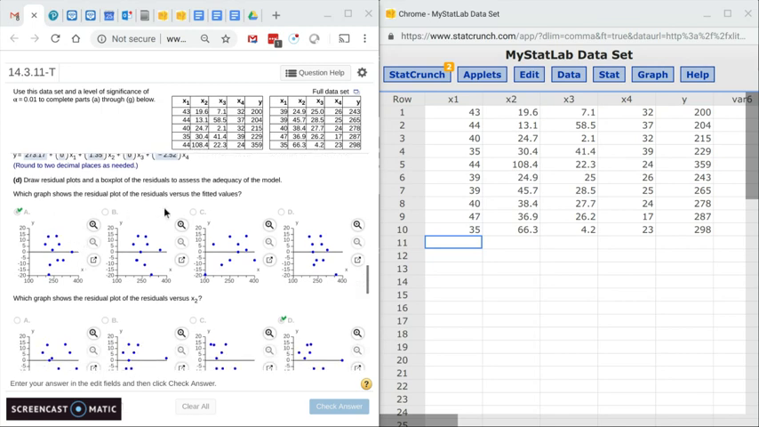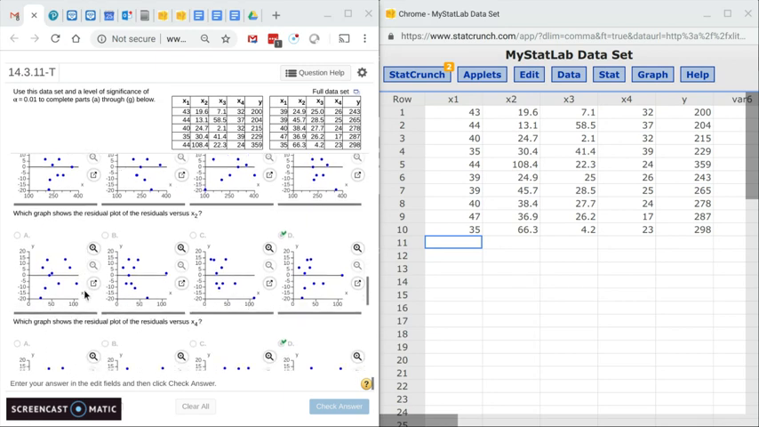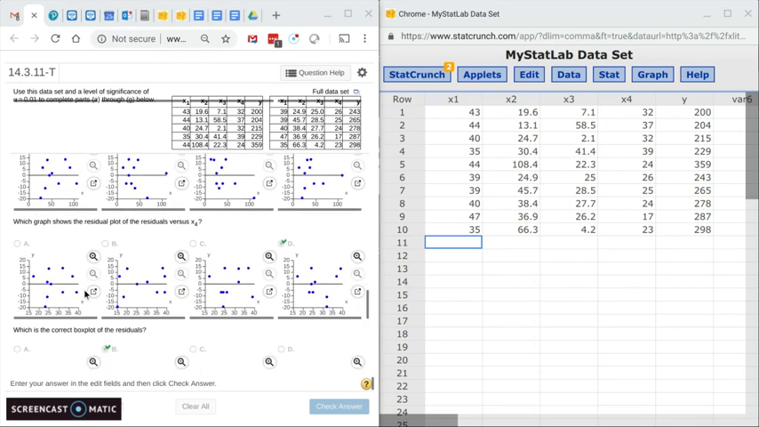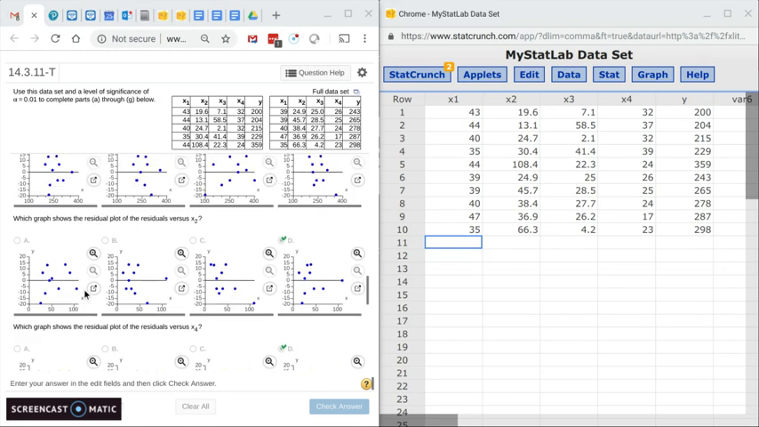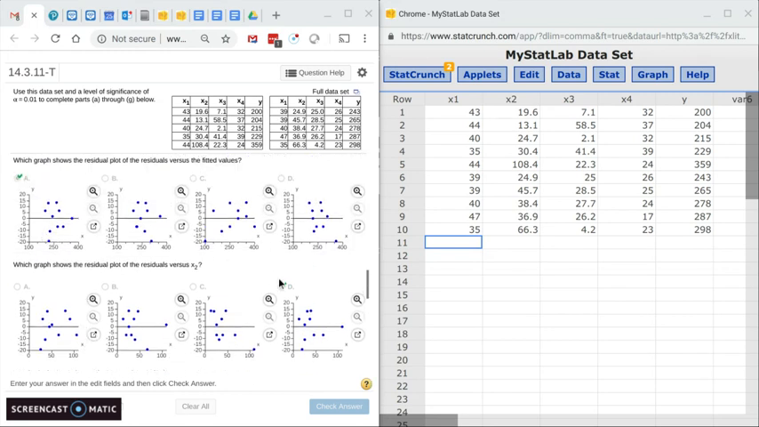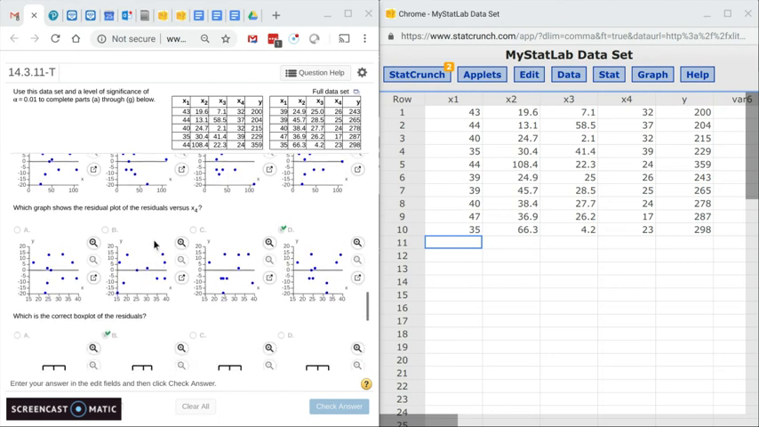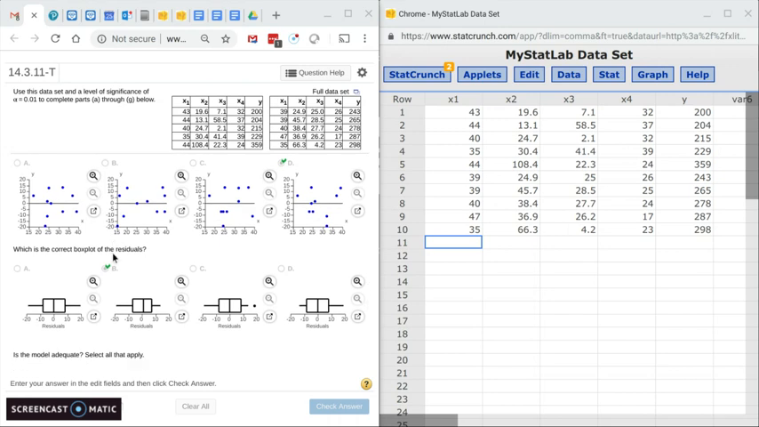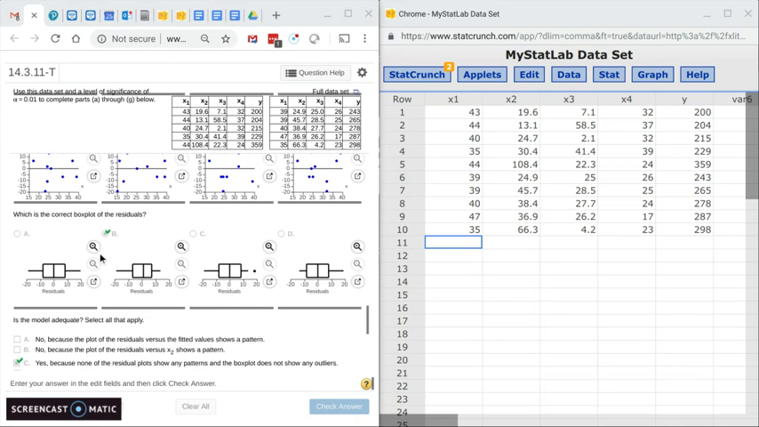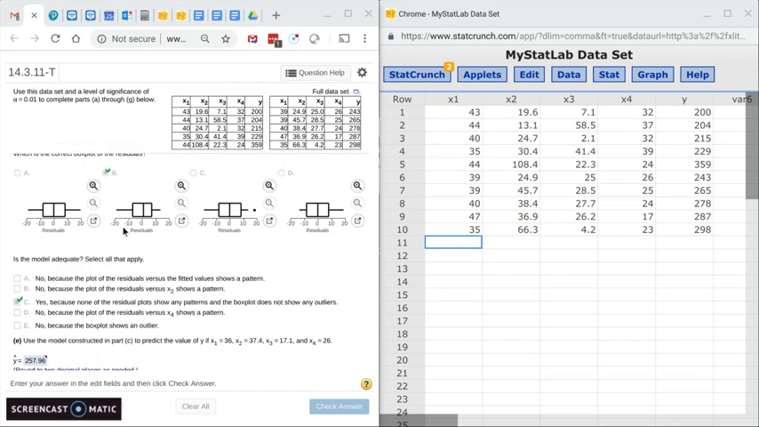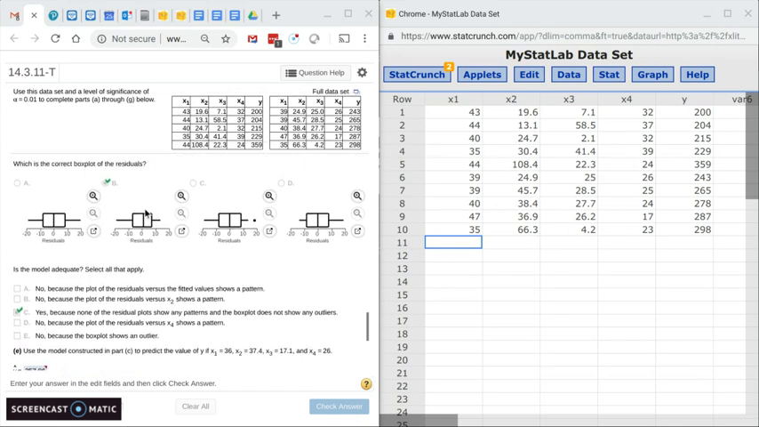So the first one is for the residuals versus the fitted values. This is the residuals versus x2 and the residuals versus x4. And none of them really, when you look at the graphs, show a pattern that would trouble us. We also have to do a box plot of the residuals and make sure there are no outliers, right? And this is the box plot we get for the residuals.